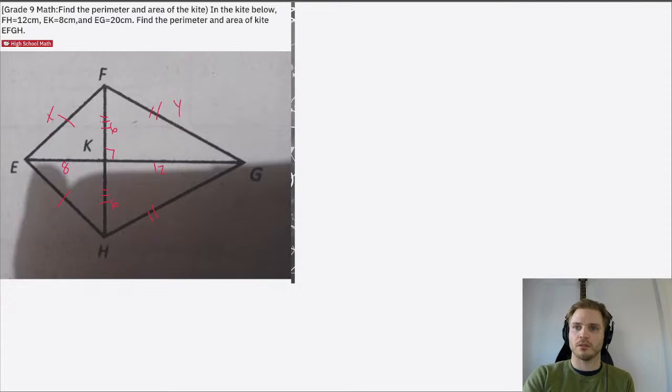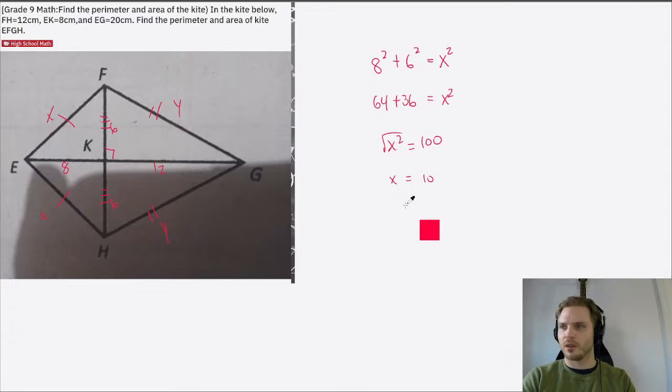perimeter. And so this would also be X, this would also be Y. So 8 squared plus 6 squared equals X squared. That's the Pythagorean theorem. And so this is 64 plus 36 equals X squared. And then so X squared equals 100. And so X equals 10. We'll just take the square root of both sides to get that. So this is 10, this is 10.